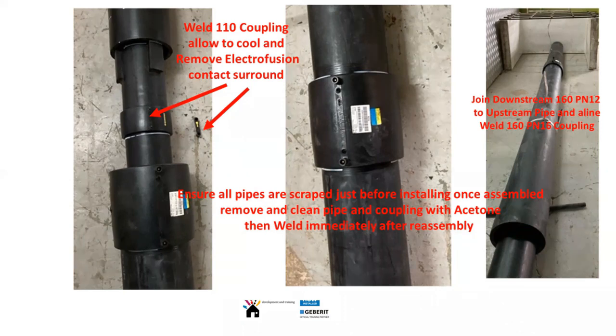Once you've done the 110 weld, you'll remove the little shroud, and then you'll push the 160 pipe up further, and you'll then weld that. It's really important to make sure that your pipes are only scraped just before installing them, now that you're working in the ground. So before you do the weld, clean the weld surfaces with acetone, push them together and weld immediately.